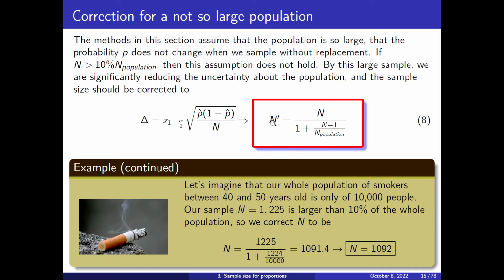So n prime, the new sample size, will be the n for the large population, the one coming from this approximate calculation, divided by 1 plus this thing. For instance, here we see that we reduce the sample size from 1200 to 1100. Just a small reduction, but we don't have to sample so many.